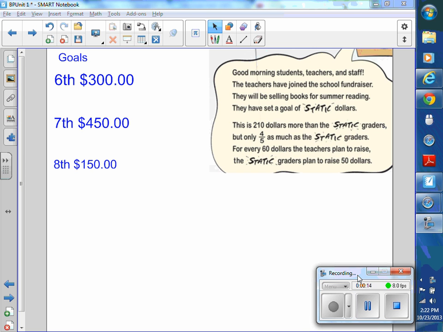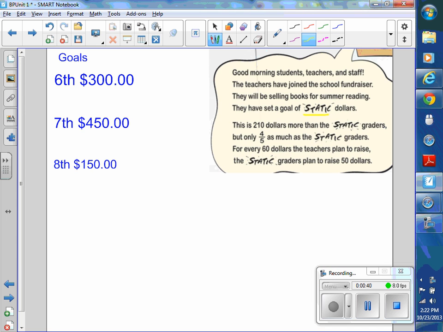So, good morning, students and teachers and staff. The teachers have joined the school fundraiser. They will be selling books for summer reading. They have set a goal of dollars. This is $210 more than the 8th graders, but only 4/5 as much as the 7th graders. For every $60 the teachers plan to raise, the 6th graders plan to raise $50, and you're supposed to figure out what belongs where those words were overridden by static.